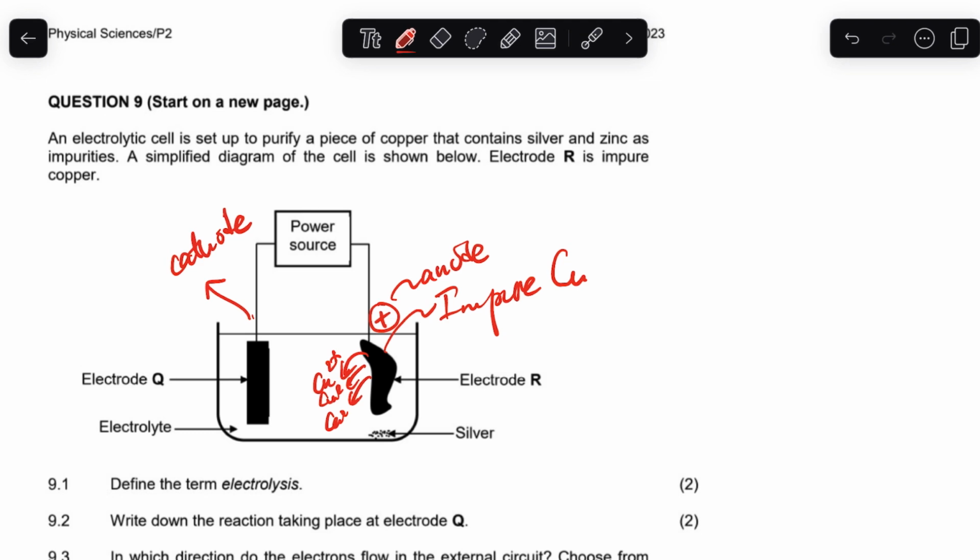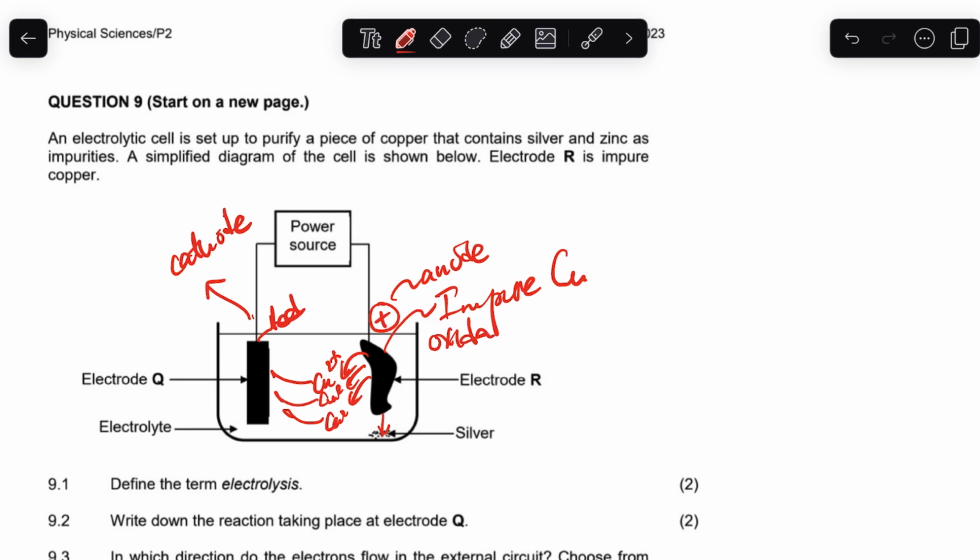One of the impurities, which is silver, fell on the bottom of the electrolytic tank, right? And then the copper is going to be reduced, so there's a reduction there and there's an oxidation there, right?